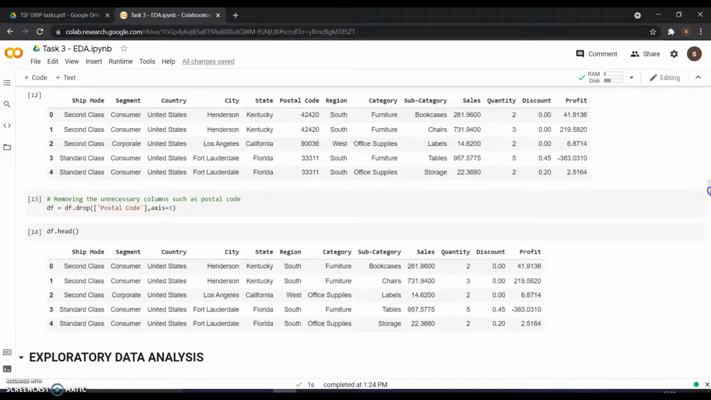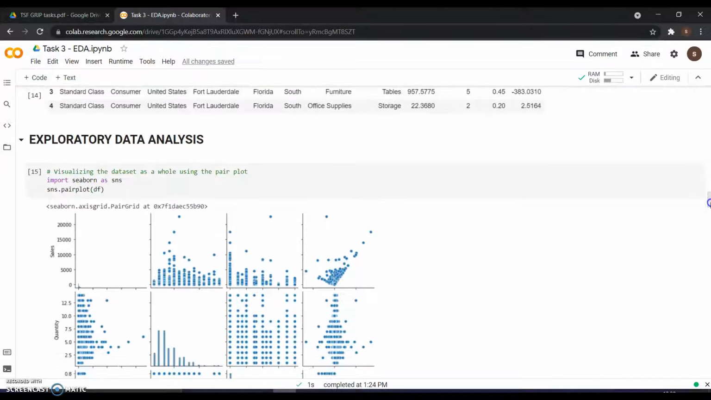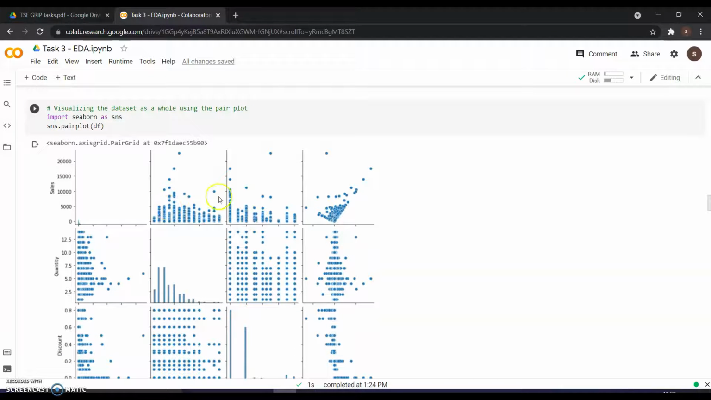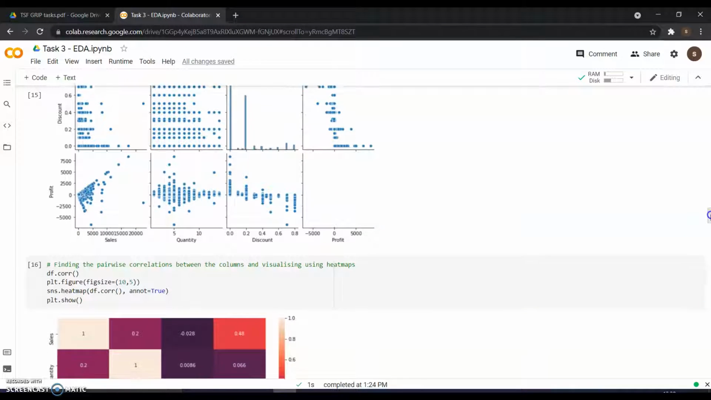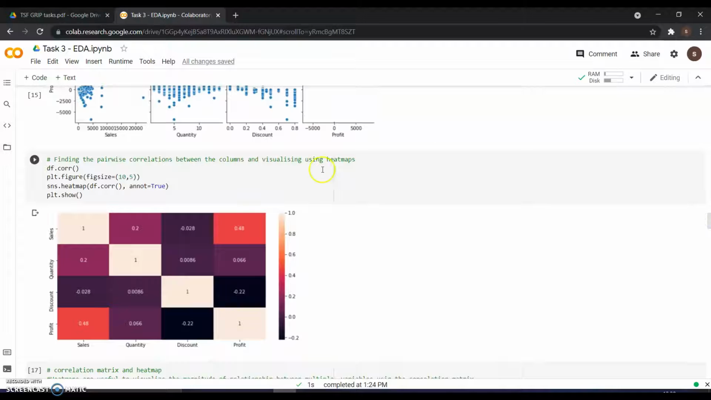Now moving on to the main task, the exploratory data analysis. First I visualize the dataset as a whole using the pair plot. So basically there are some scatter plots and some bar plots. Then moving on, finding the pairwise correlation between the columns and visualizing using a heat map. As you see, the lighter the color, the more positive the correlation, the darker the color, the more negative the correlation.